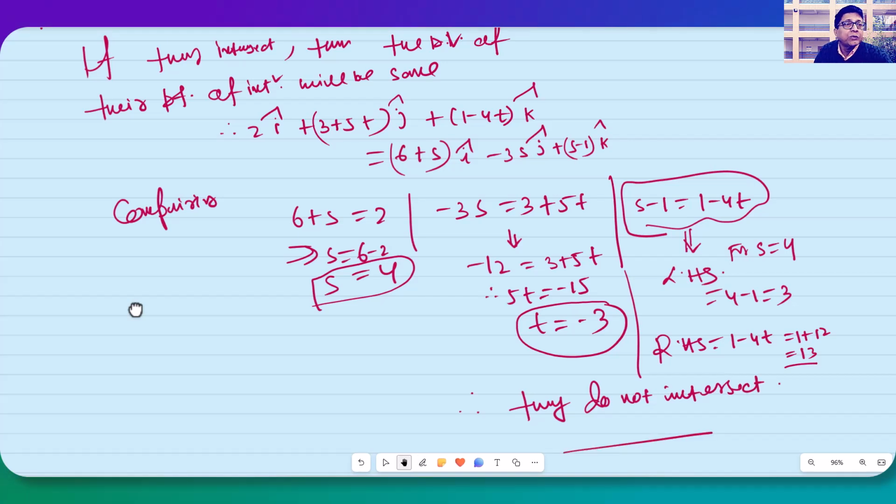Hope you have understood the concept, how two lines intersect and how to get their point of intersection. If they don't intersect, obviously they don't have any common point of intersection. Okay, thank you. See you again in the next session.